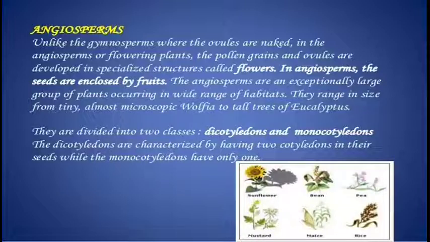Angiosperms. Unlike the gymnosperms, where the ovules are naked, in the angiosperms, the flowering plants, the pollen grains and ovules are developed in a specialized structure called the flower. In angiosperms, the seeds are enclosed by fruit. The angiosperms are an exceptionally large group of plants.